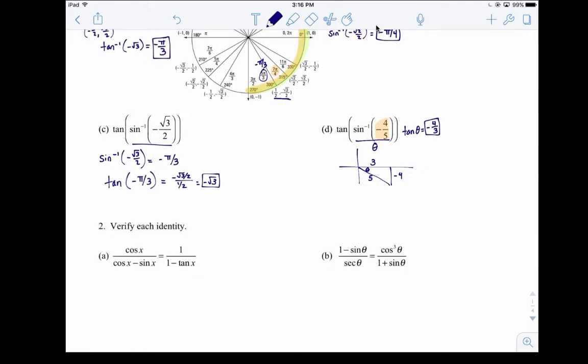Right, and that's the inverse trig part.